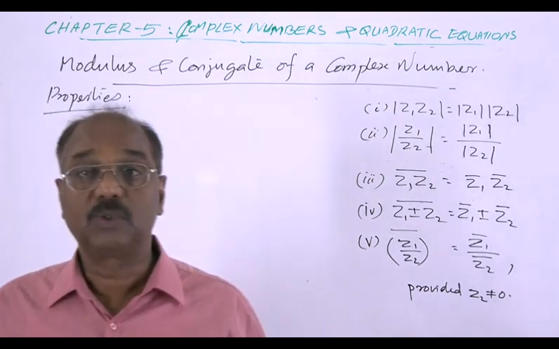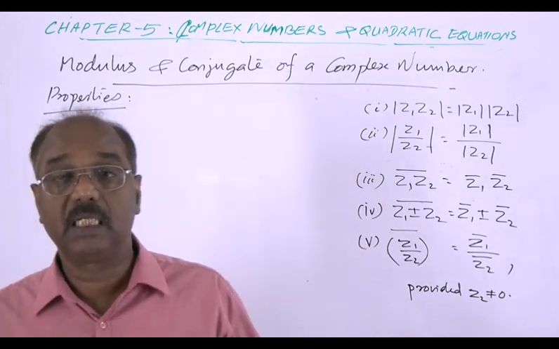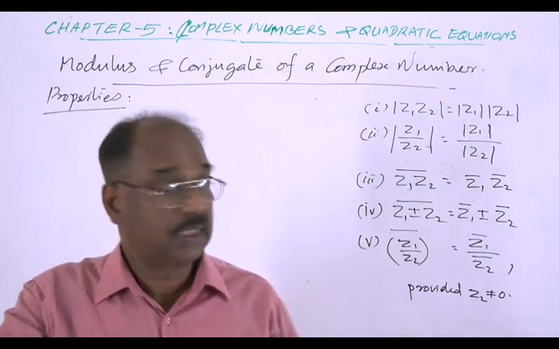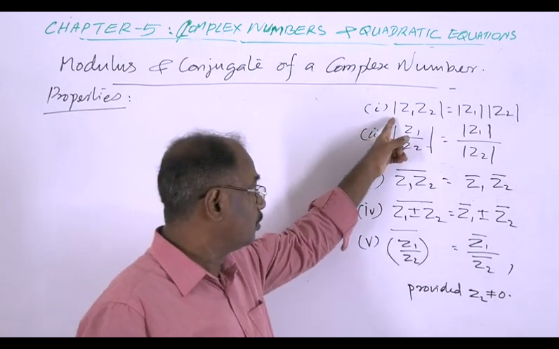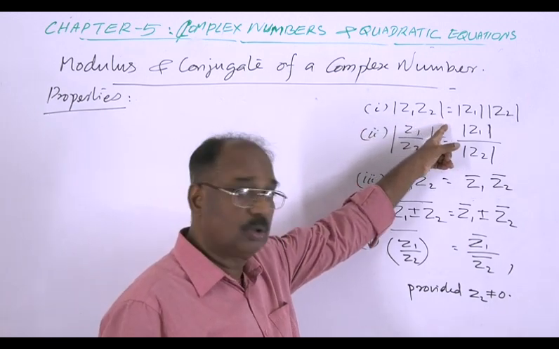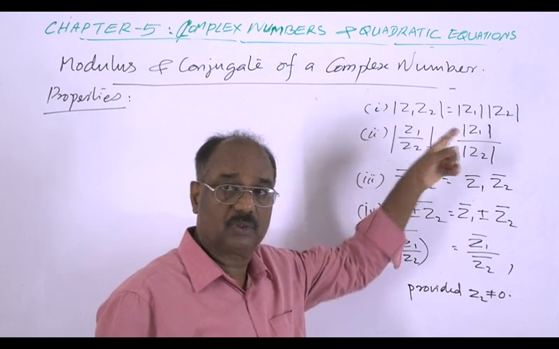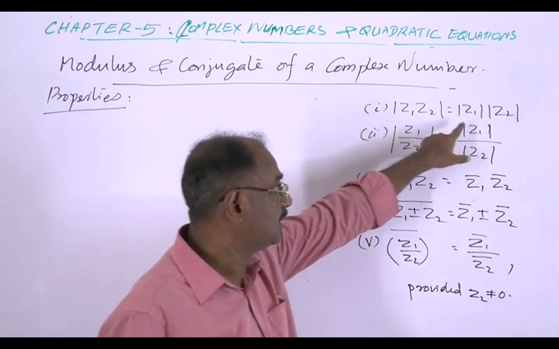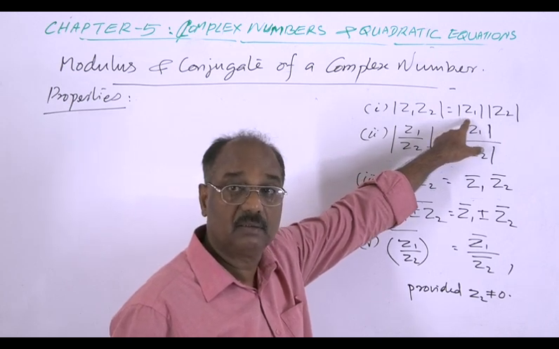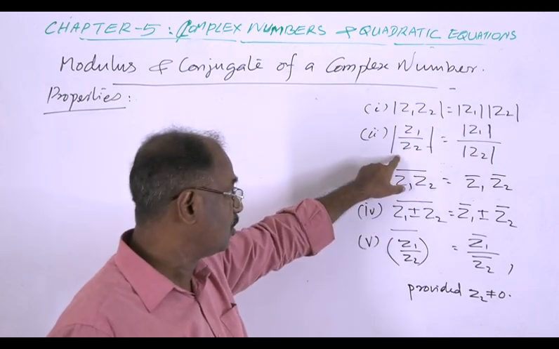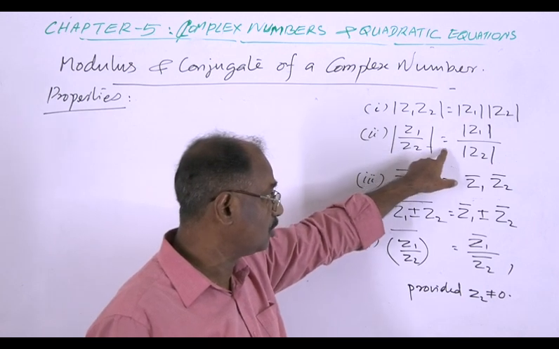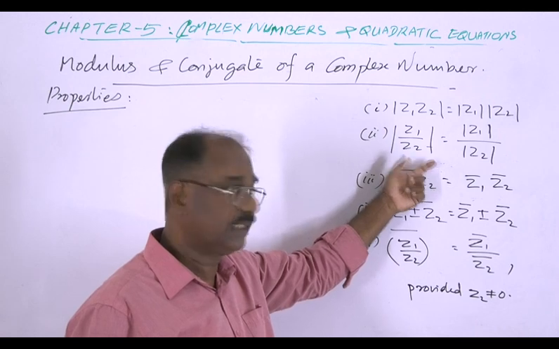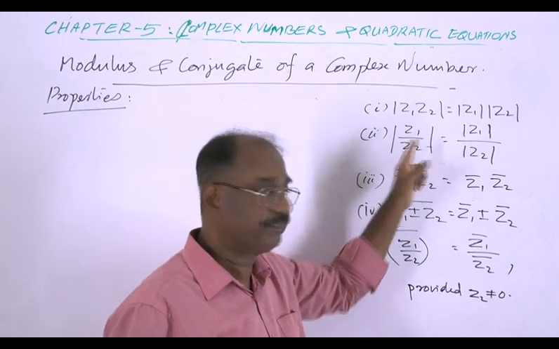Now, certain properties of the modulus and the conjugate of a complex number. So the properties are this. Modulus of Z1 Z2 is equal to modulus of Z1 into modulus of Z2. That is, the modulus of a product is the product of the moduli. The second one: modulus of Z1 by Z2 is equal to modulus of Z1 by modulus of Z2. Modulus of a quotient is the quotient of the moduli.